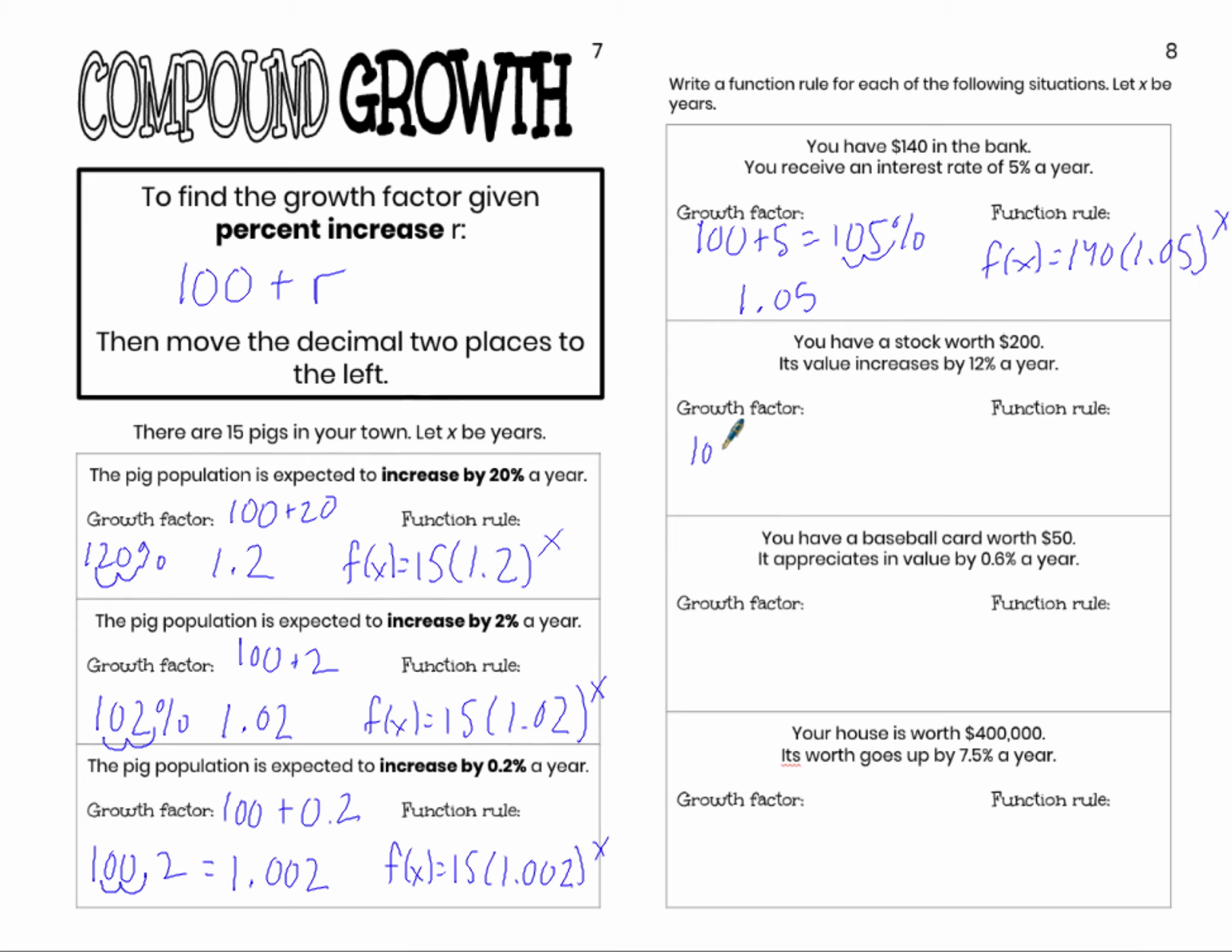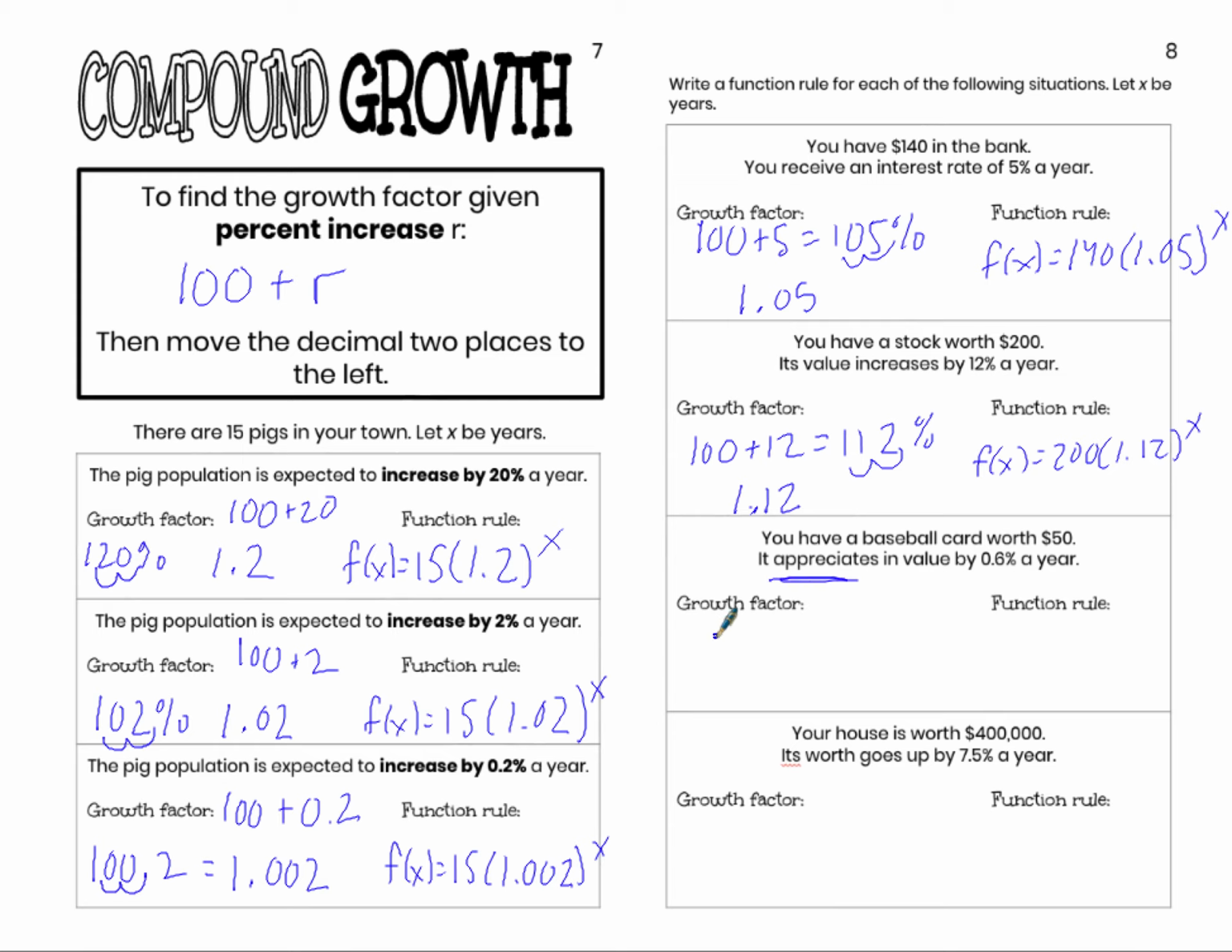Increasing by 12%. I have my 100%. The stock, the original value, doesn't disappear. I add 12%, so my value is 112% of the previous year's value. 2 decimal places to the left, 1.12. f of x equals 200 times 1.12 to the x. So I'm not sure if I've been super precise with that language. I'm increasing by 12%. My value is 112% of the previous year's value. So percent increase of 12%, 112% of the previous year's value.